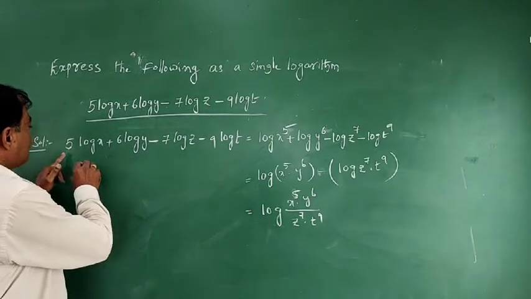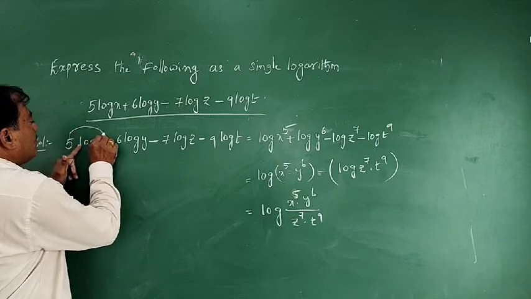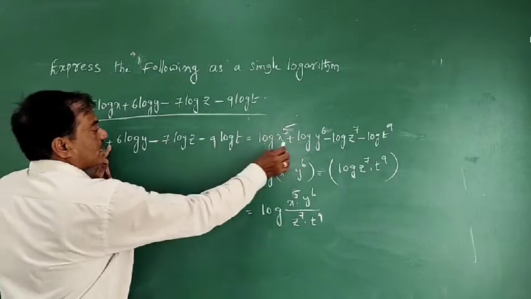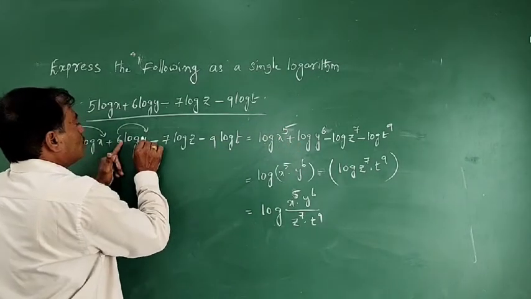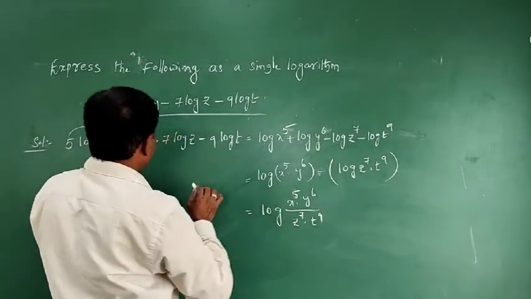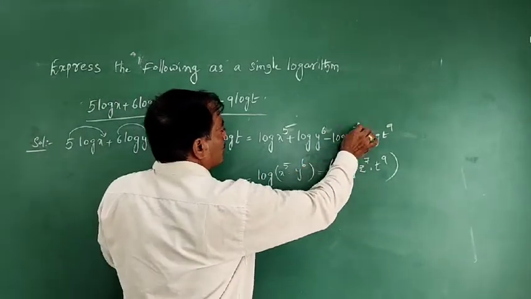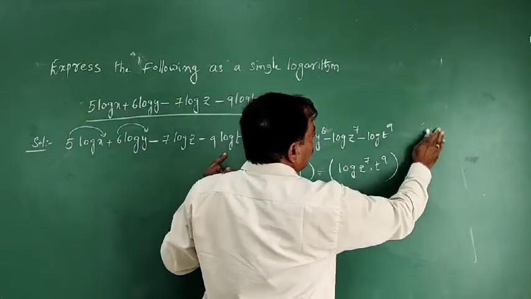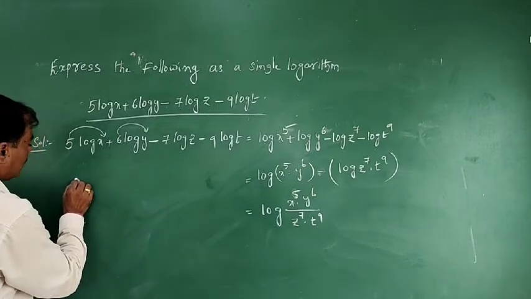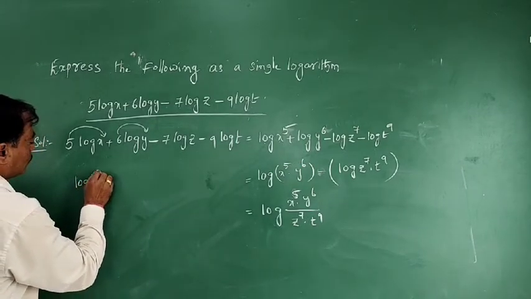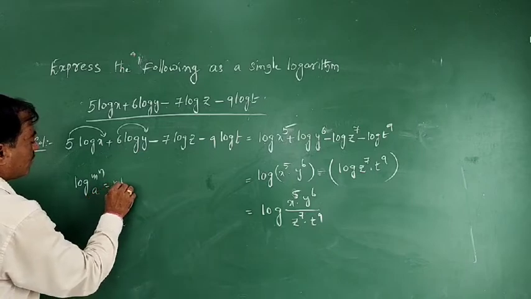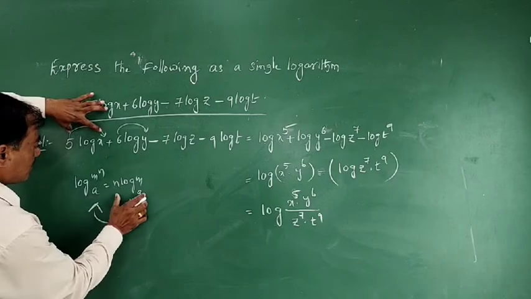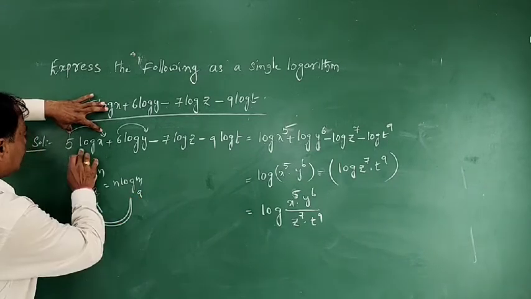So this 5 can be written as log x to the power of 5. The plus is as it is, and this 6 is shifted into the power of y, log y to the power of 6, and minus log z to the power of 7, log t to the power of 9. Simple thing here. Now since we know the properties, we have to write the property here: log m to the power of n to the base a equals n log m to the base a. So this is in the form of this one, and therefore we write it in this form.